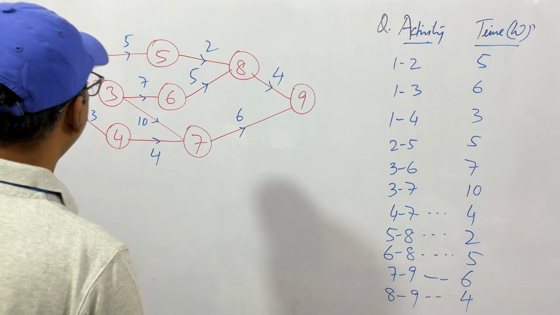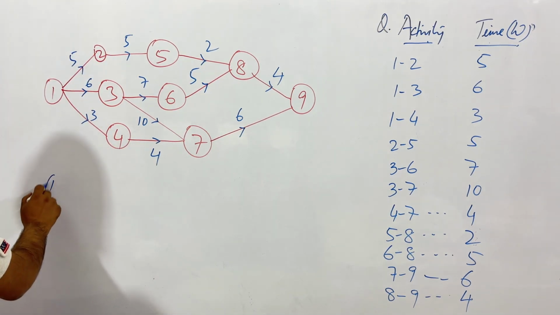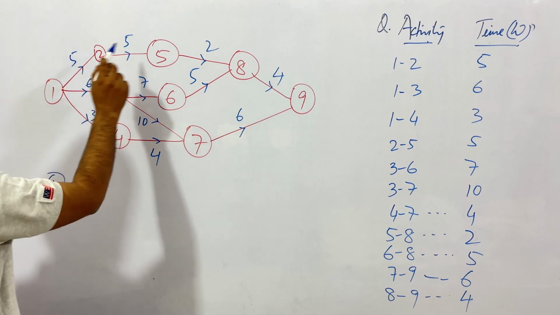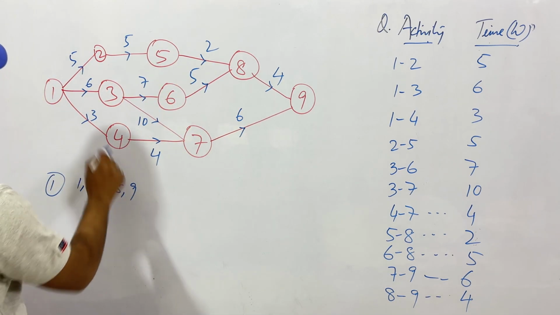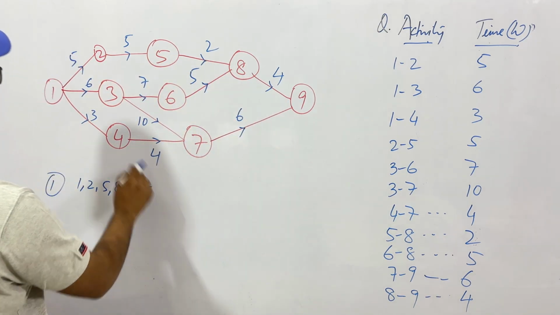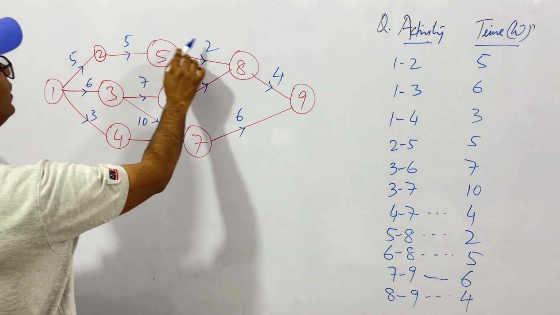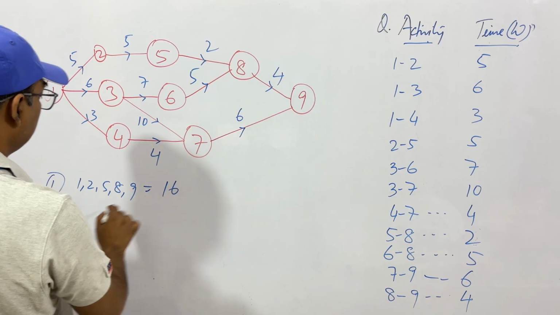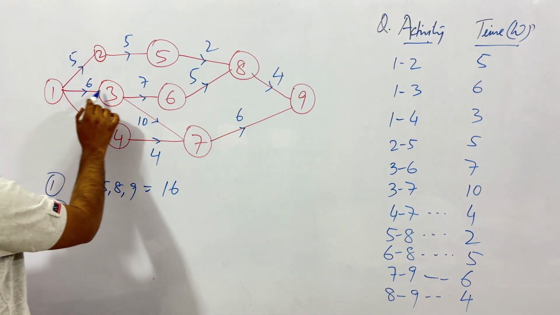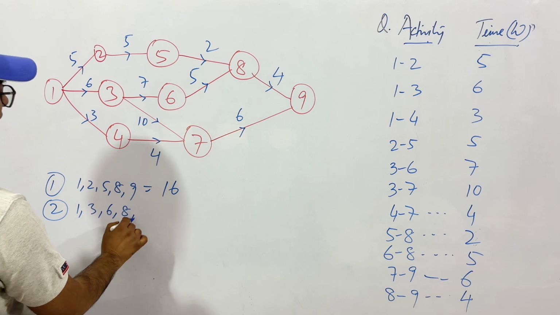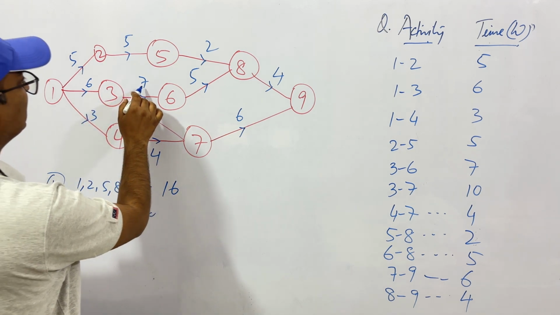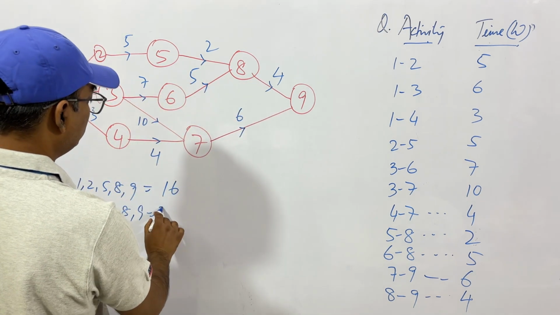Now let's see what the paths are. The first path will be 1, 2, 5, 8, 9. So it is 5 plus 5, 10, 12, 4, 16. The second path will be 1, 3, 6, 8, 9. So this will be 6 plus 7, 13, plus 5, 18, plus 4, 22.